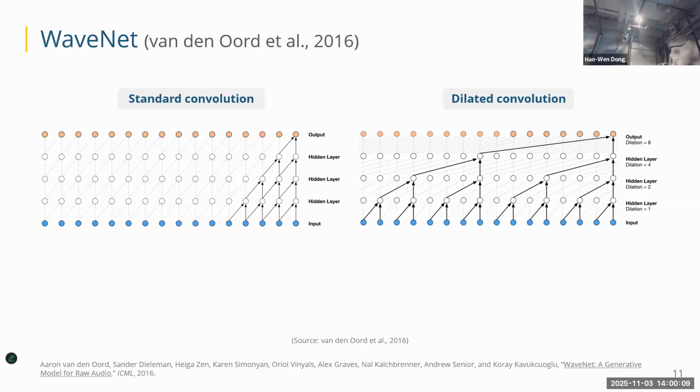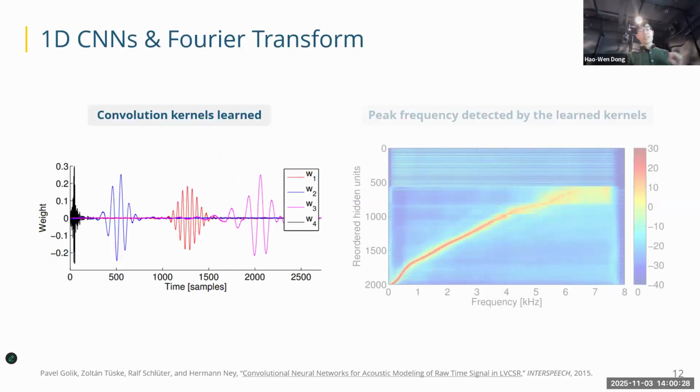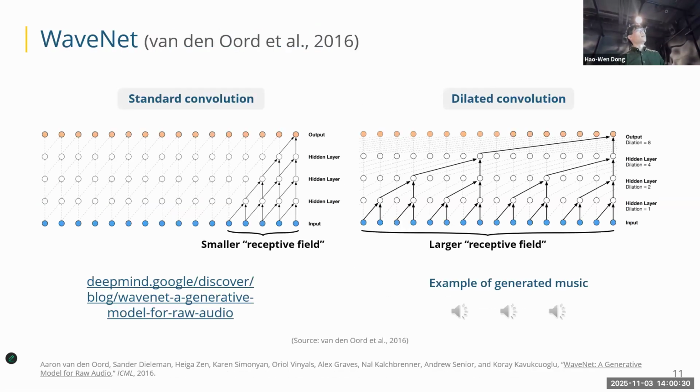But in this case, this is what we call a dilated convolutional neural network, where all of this context, or what we call the receptive field, grows exponentially over the layers. So this is the difference with WaveNet.